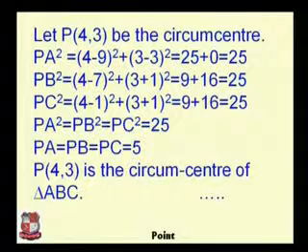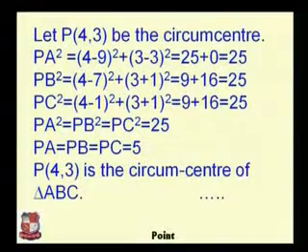So PC square is equivalent to (4 minus 1) square plus (3 plus 1) square. So 4 minus 1 we get 3. 3 whole square we get 9. Now 3 plus 1 whole square we get 4 square, that means 16. Again 9 plus 16 we get 25.